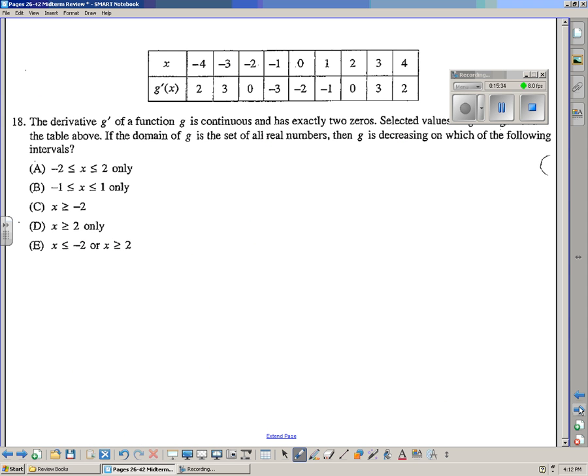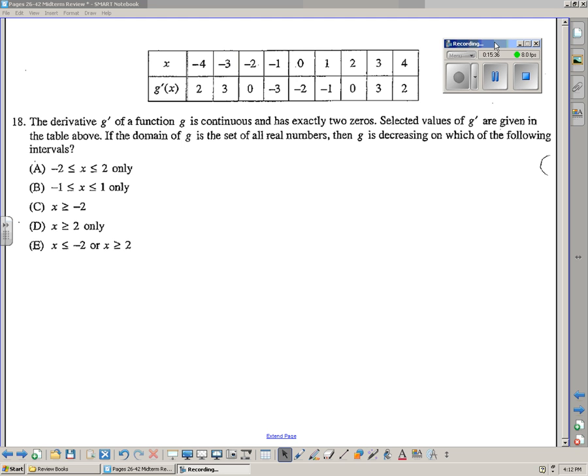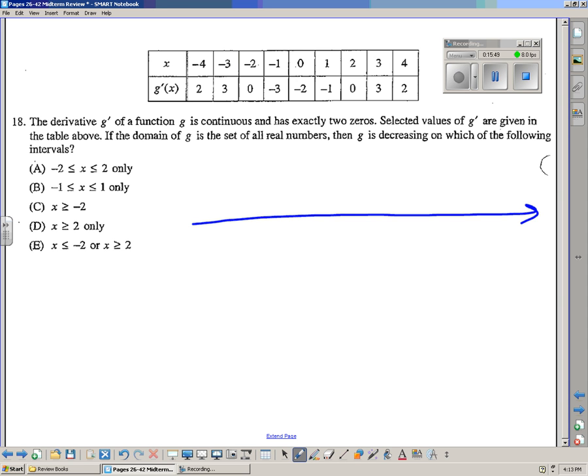Number 18, we have the derivative given as a chart. It's continuous, has exactly 2 zeros. It says that the domain of G is the set of all real numbers, then G is decreasing on which of the following intervals. So if you make a little number line out of this, we'll be able to answer the question real easily. So they told us G prime of x has 2 zeros, and only 2. This is an important fact.